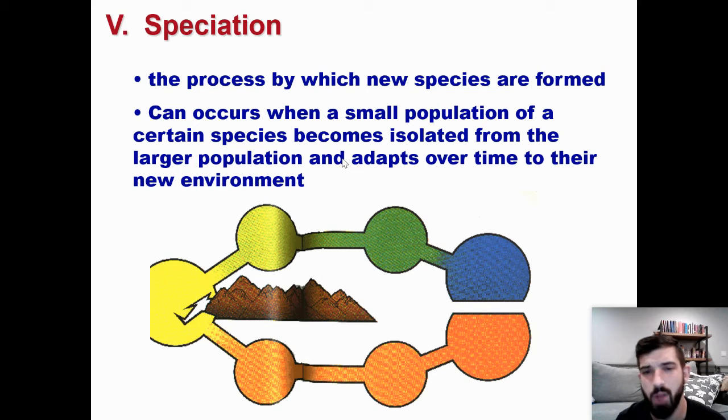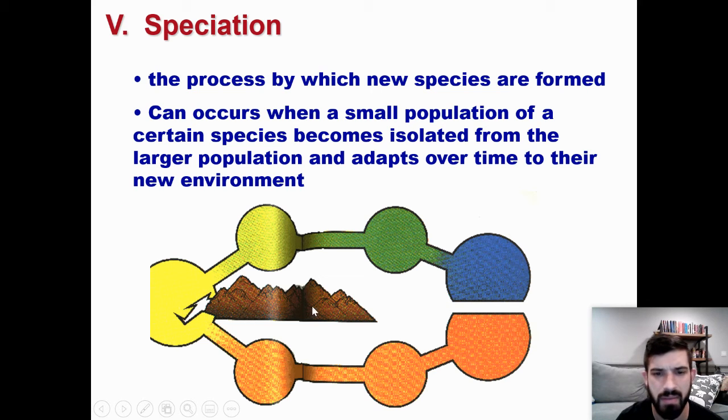This can occur when a small population of a species becomes isolated from the larger population and then adapts over time to their new environment. In this graphic here, we would pretend that this yellow circle symbolizes one species.